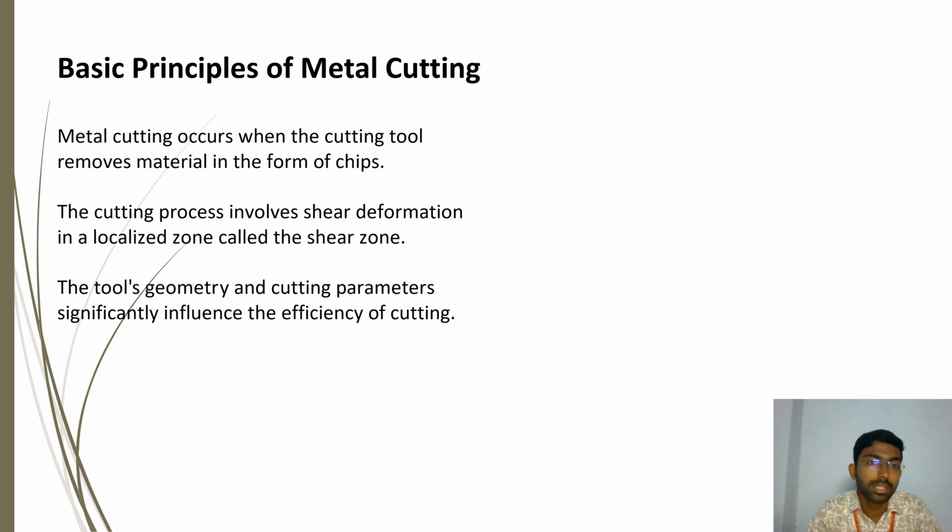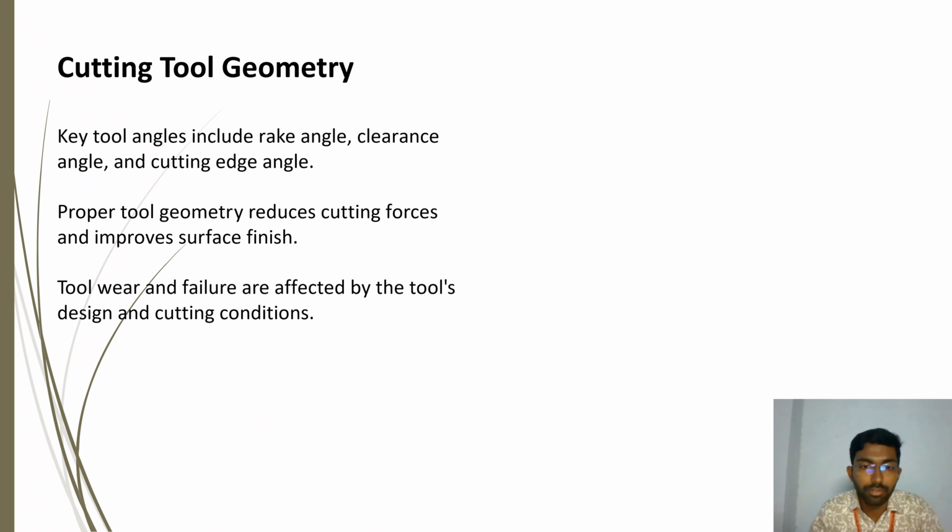Basic principles of metal cutting. Metal cutting occurs when the cutting tool removes material in the form of chips. The cutting process involves shear deformation in a localized zone called the shear zone. The tool's geometry and cutting parameters significantly influence the efficiency of cutting.